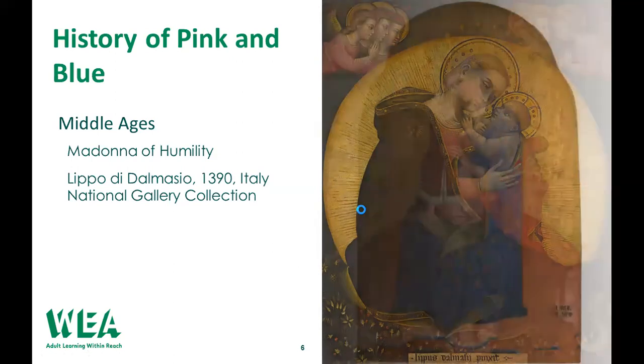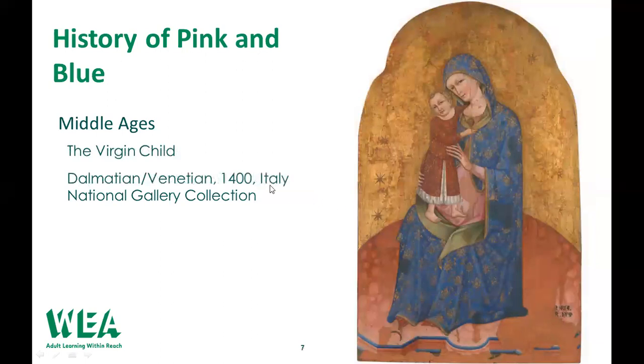And another example we have in the Middle Ages is the Virgin and Child here, again in a red outfit, and Mary in blue. And this time it's a much brighter blue because it's been made out of a different type of pigment. And this is the 1400s. And these collections, if you're interested in looking at art, if you go to the National Gallery website, you can actually go and search all their collections, and you can see all the images of their paintings if you're interested in doing that.